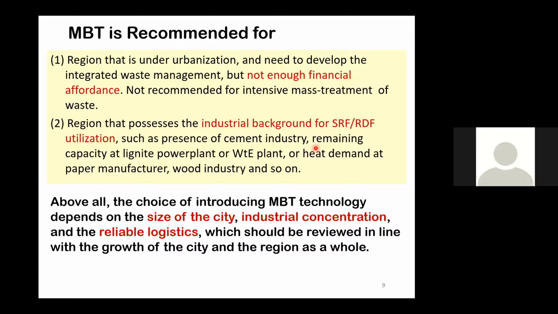So it means that the introduction of MBT doesn't come with the technology only, but it highly depends on the situation of the regional or local society, such as the size of the city, industrial background or industrial concentration, with reliable logistics of the waste and the logistics of the recovered resources as well.